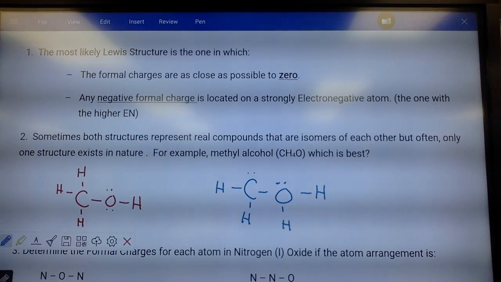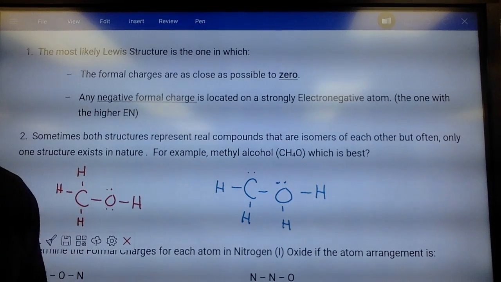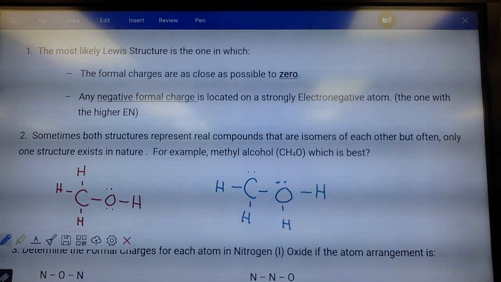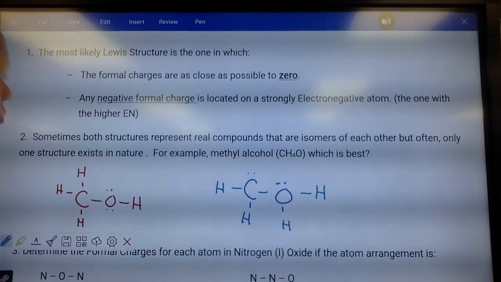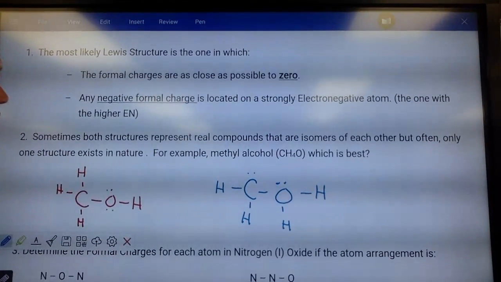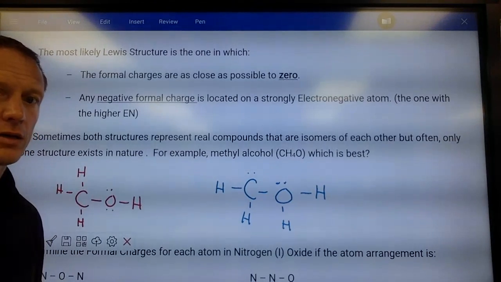Hey, this video is on formal charge, and I think it's page 7 of your notes packet. So pretty brief here. Again, something called formal charge. Sometimes there are two valid Lewis structures you can draw.